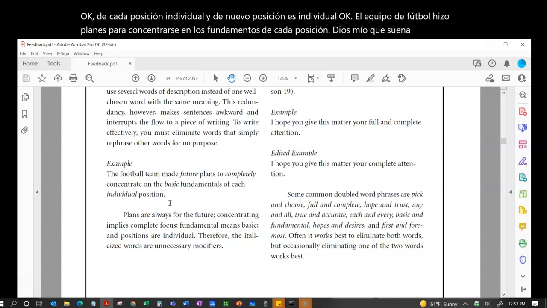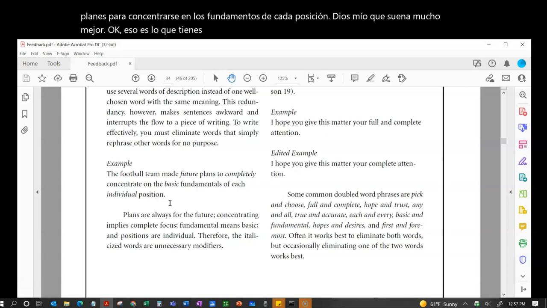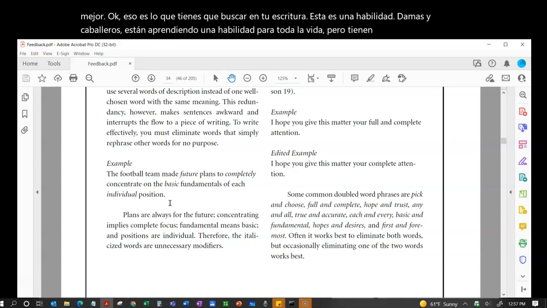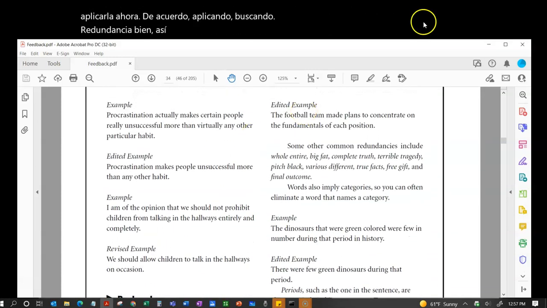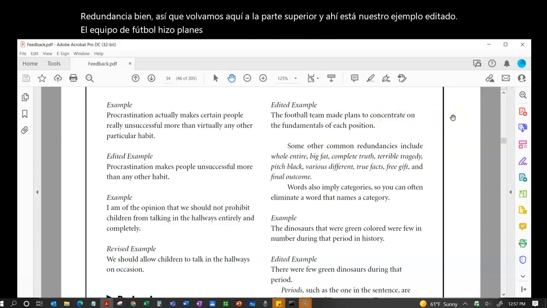That's what you've got to look for in your writing. This is a skill, ladies and gentlemen. You're learning a lifelong skill, but you have to start applying it now, okay? Applying, looking for redundancy. All right, so let's go back up here to the top, and there's our edited example. The football team made plans to concentrate on the fundamentals of each position.